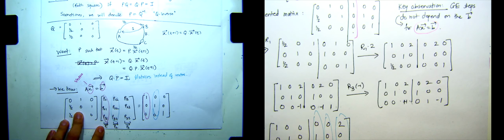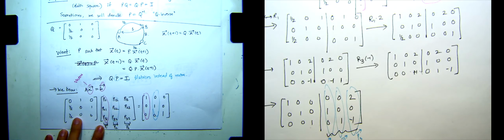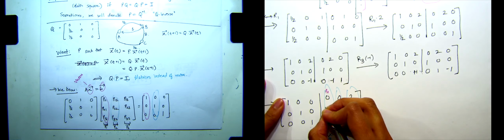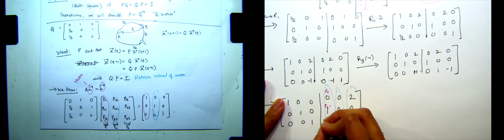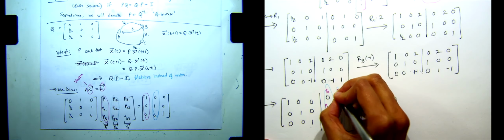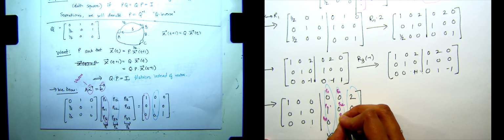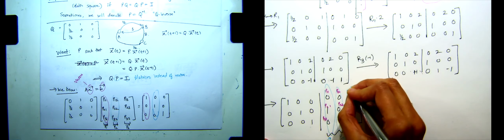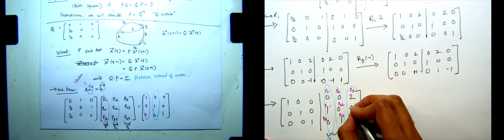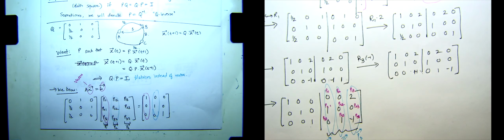We said that the first column corresponds to P1. What is P1 here? This is P11, this is P21, and this is P31. This is P12, this is P22, this is P32. And this is P13, this is P23, and this is P33. Does that answer the question?